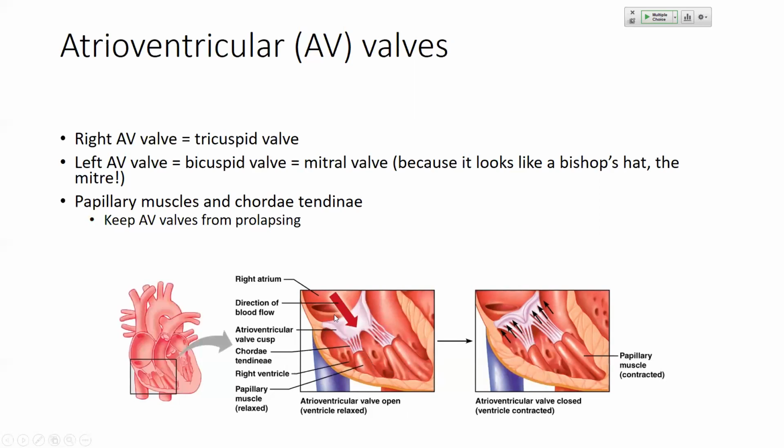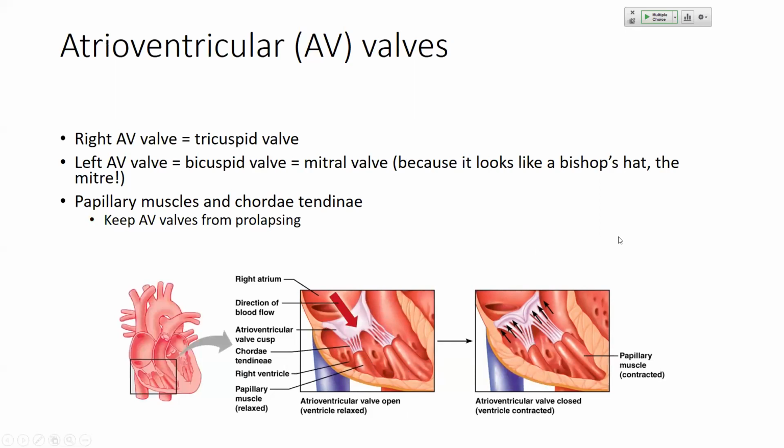So when the AV valve is open, this ventricle is nice and relaxed, and it will fill. It will fill when it's relaxed. Blood will be moving from the atrium into the ventricle. And so what we have is that the papillary muscles are not contracting, and so they're relaxed, and the tendons are not being pulled very tightly.